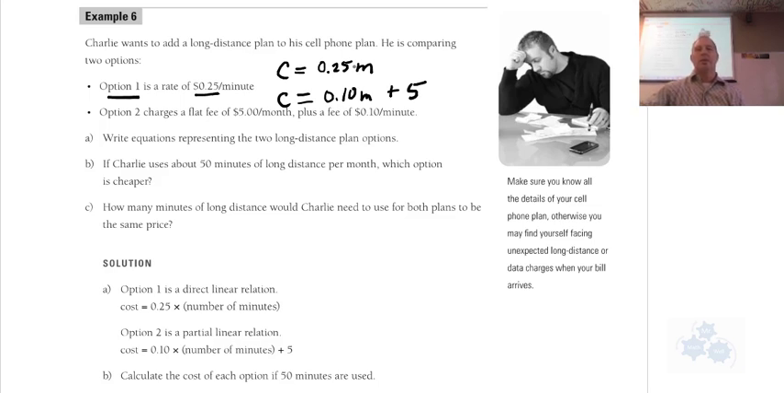So obviously, if you spend a lot of time on the phone and your minutes are high, this might be a better deal because you're spending less per minute. But if you don't use a lot of minutes and you don't want to pay this $5 flat fee, you might be able to get away with this one, right? So there are things that you want to consider. But the neat thing is when we graph these, I don't know if they're going to ask us to graph them, but we can see which plan is better given how many minutes you plan to talk.